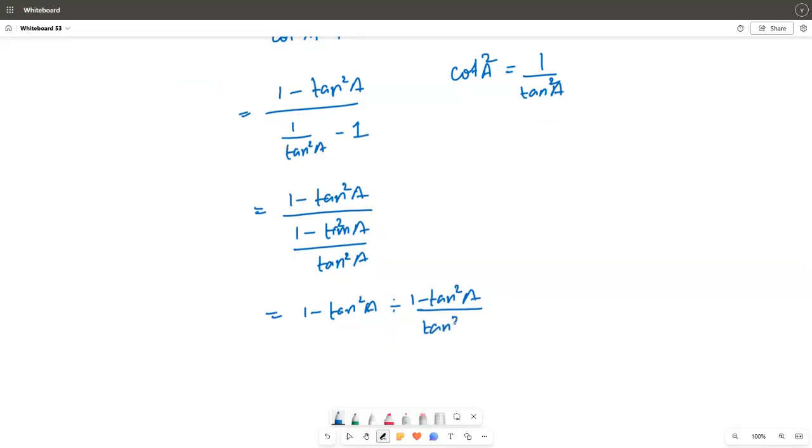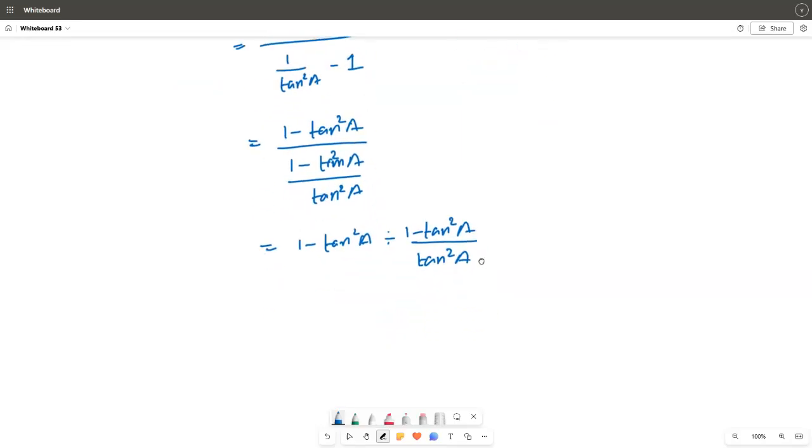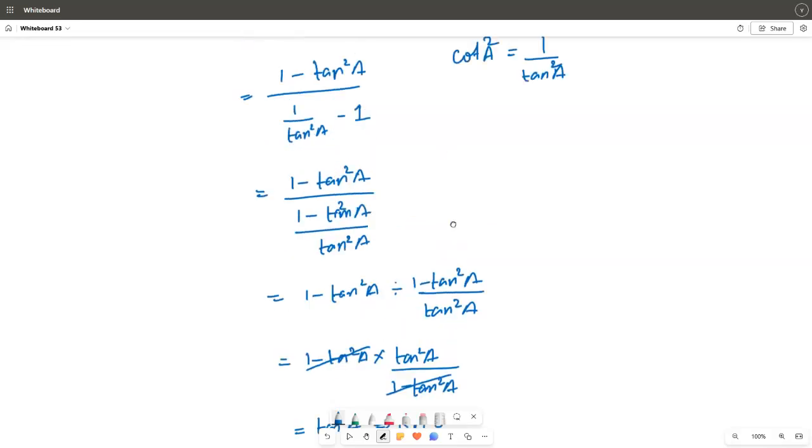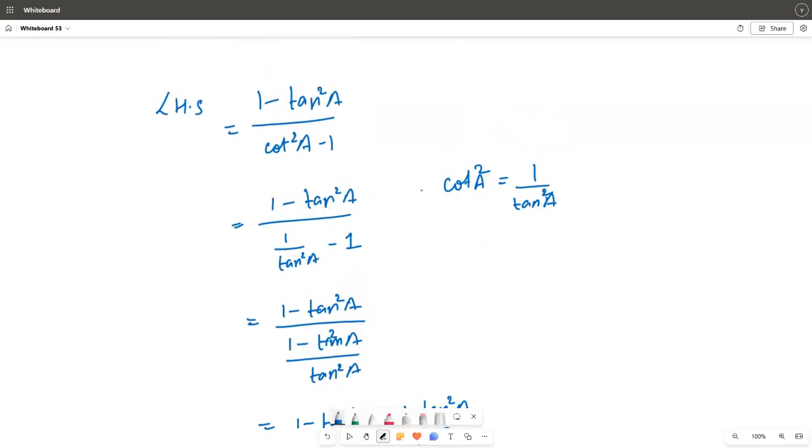And if I change the division symbol to multiplication symbol, I have to take the reciprocal of the second term. So this would be (1 minus tan square A) multiplied by tan square A by (1 minus tan square A). So this 1 minus tan square A and 1 minus tan square A would get cancelled, and we are left with tan square A, which is the RHS part of the question. So we took the LHS part and we finally got the RHS part.